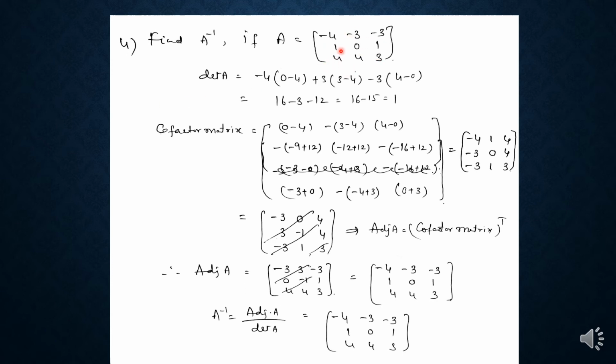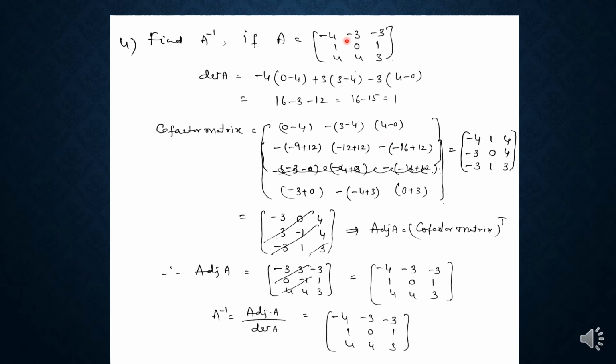What is the value of this determinant? 3 into 0, 0 minus 4, that is -4. And minus of, so what is the cofactor of this element? -3, that is 1, 1, 4, 3. 3 into 1, 3 minus 4, minus of 3 minus 4. And so what is the cofactor of this element? -3. Here 1 into 4, 4 minus 0, that is 4.